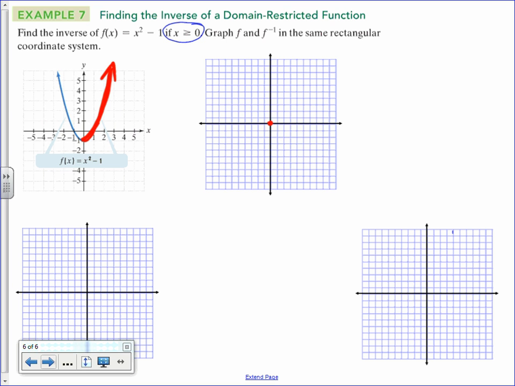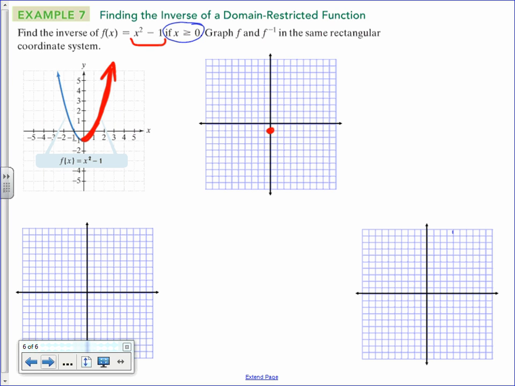Oh, I'm sorry, that is not the correct function. I think I made the same mistake last year. Do you guys notice we have a transformation? What type of transformation is that? Vertical shift, up or down? Down. So we start here.